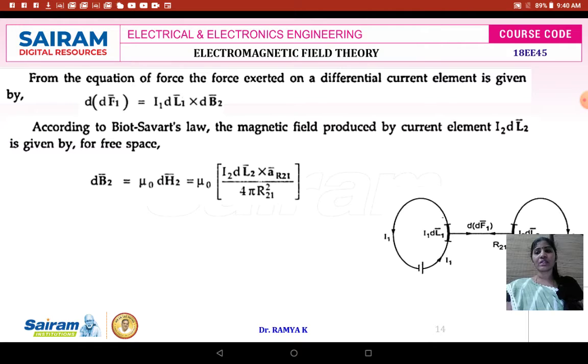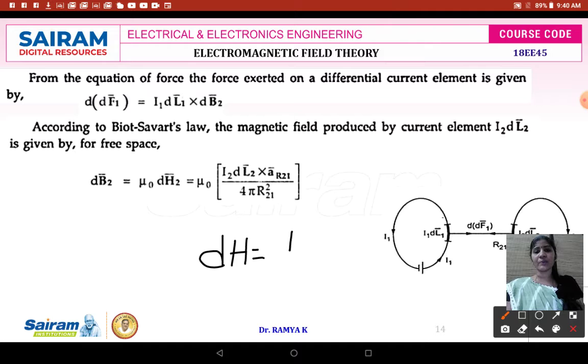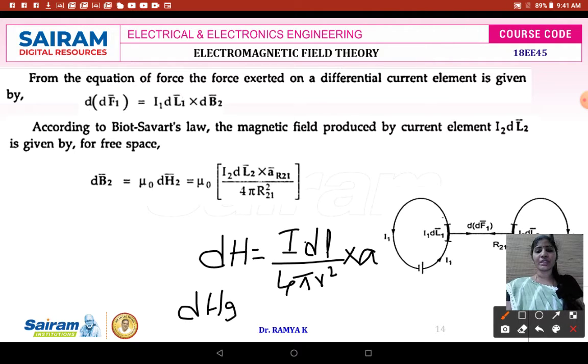According to Biot-Savart's law, we know that the differential magnetic field intensity dH is equal to I dl divided by 4 pi r square, cross product with unit vector a. So here I wanted to identify dH2. dH2 means it is the magnetic field produced due to the current element I2, so I2 dL2 divided by 4 pi R21 square. This is the point where I wanted to identify the value of magnetic field intensity.